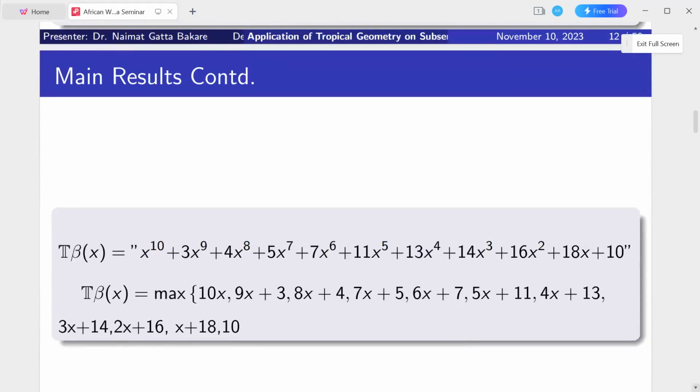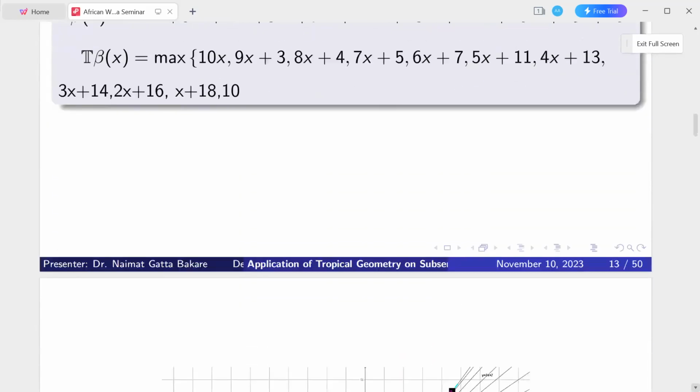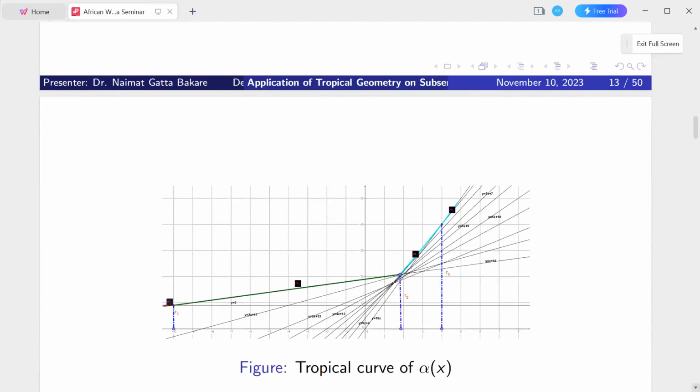By taking the tropical also, we have this. Now, after getting these polynomial functions, the next thing is to see how we can check their multiplicity. And we can only check this multiplicity by plotting the tropical curve. We have the GeoGebra app that we use to plot this graph, and in plotting the graph, this is what we obtain.